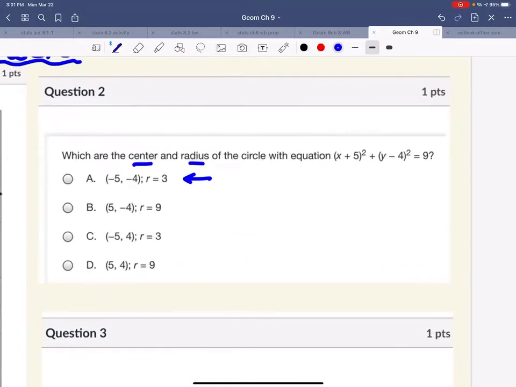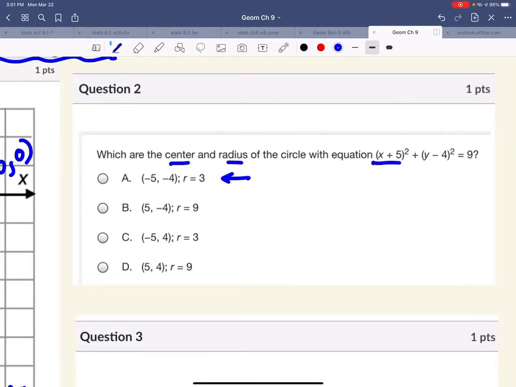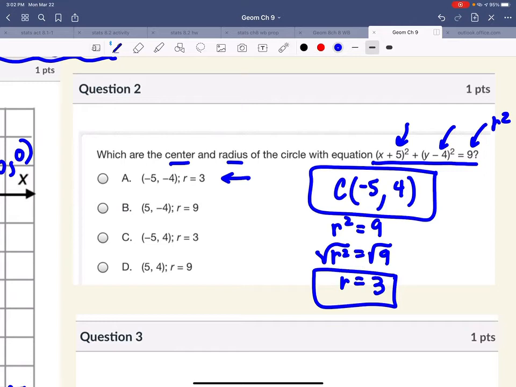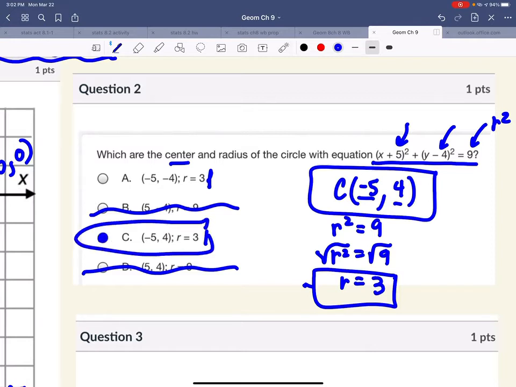Okay, question number 2. It says, what are the center and the radius of this equation? Now we remember it's the opposite of what we might think. So the opposite of +5 is -5. Here on this side is the radius squared, so the radius squared is 9. If we take the square root of both sides, we get 3. So here's our center, and here's our radius. We like the radius of 3, so we'll eliminate these. And we get -5, +4. Beautiful. So I'm picking C.